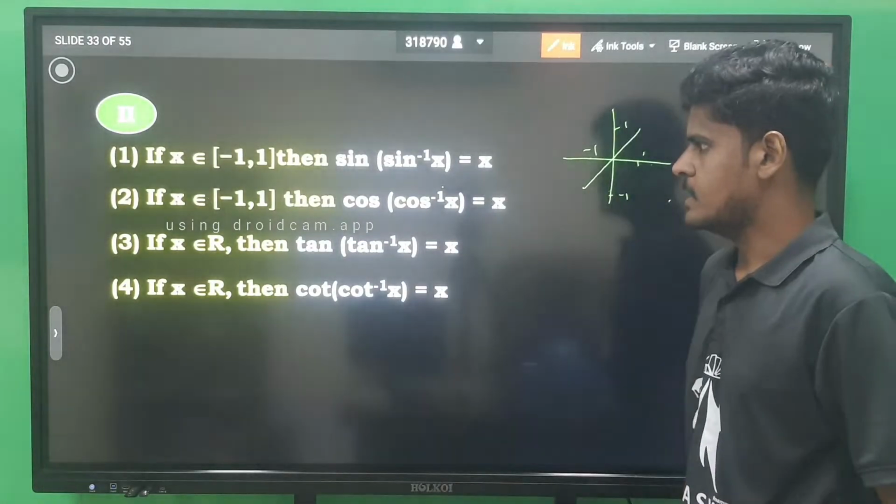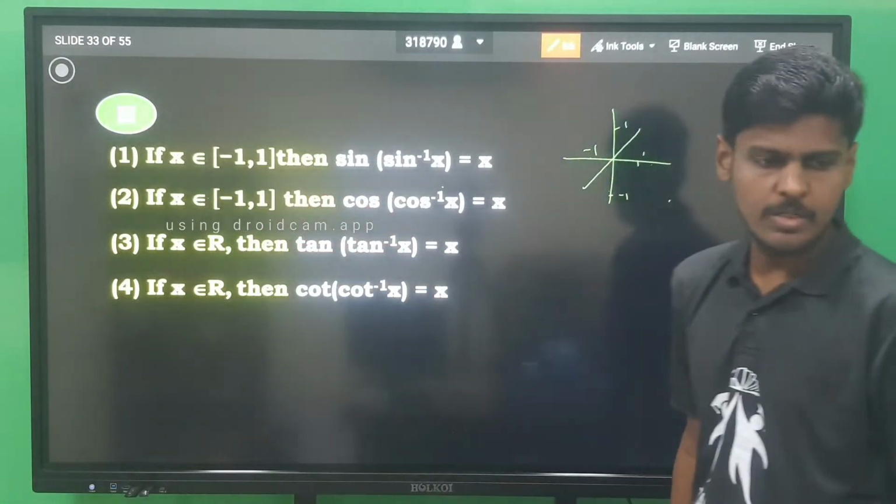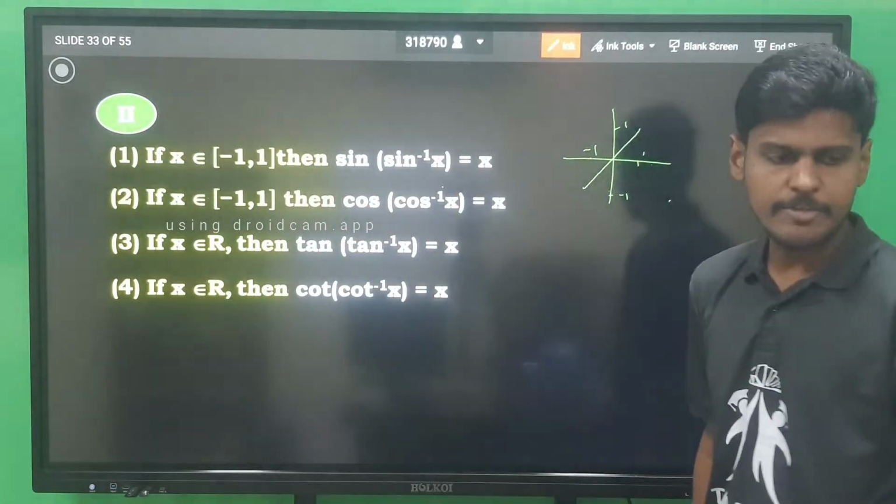Same for cos inverse also. Cos of cos inverse x equal to x. X lies between minus 1 to 1. For both, the graph is the same.